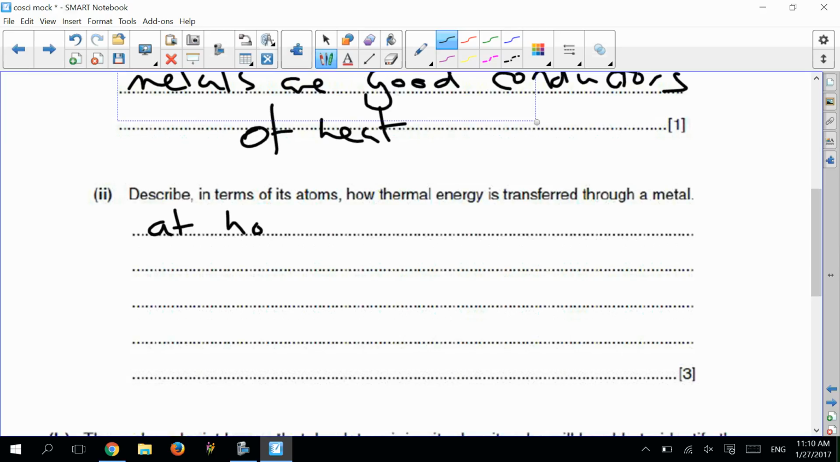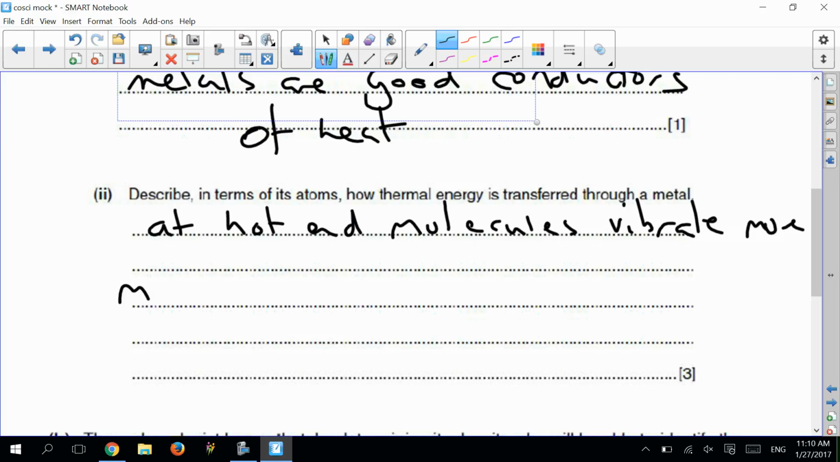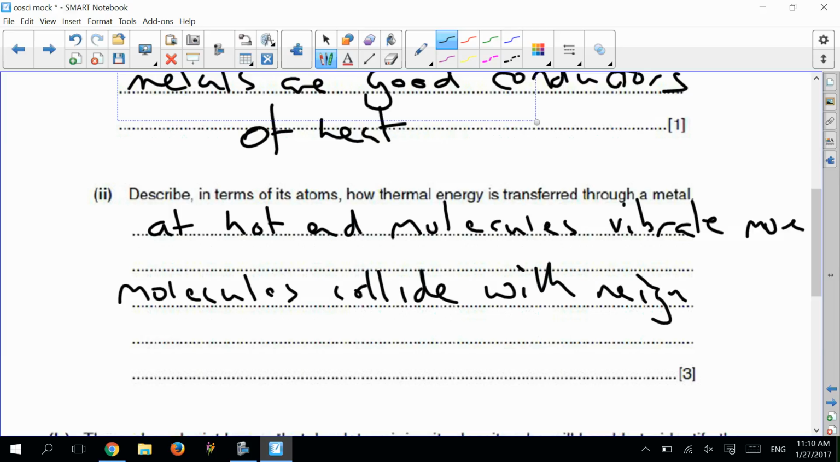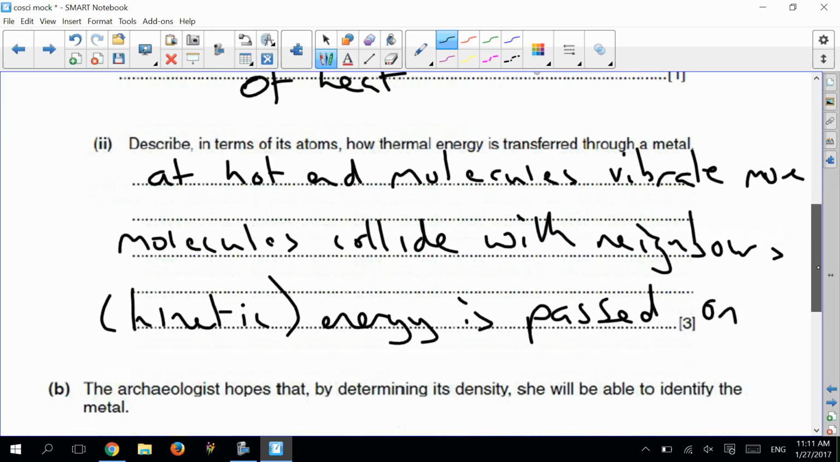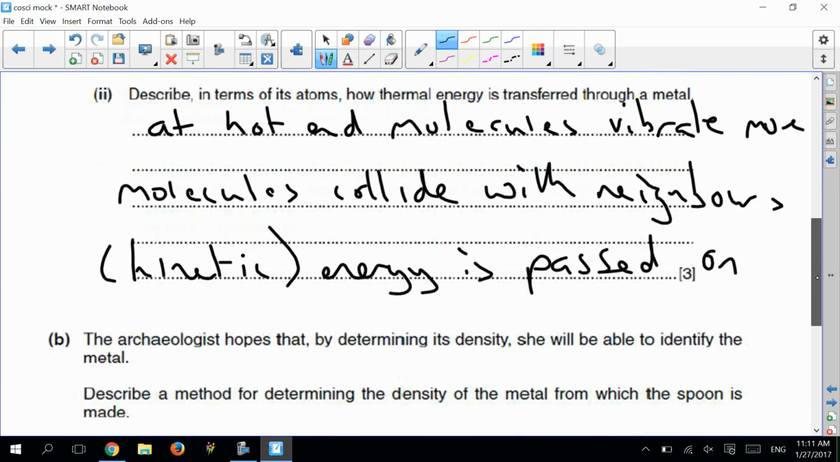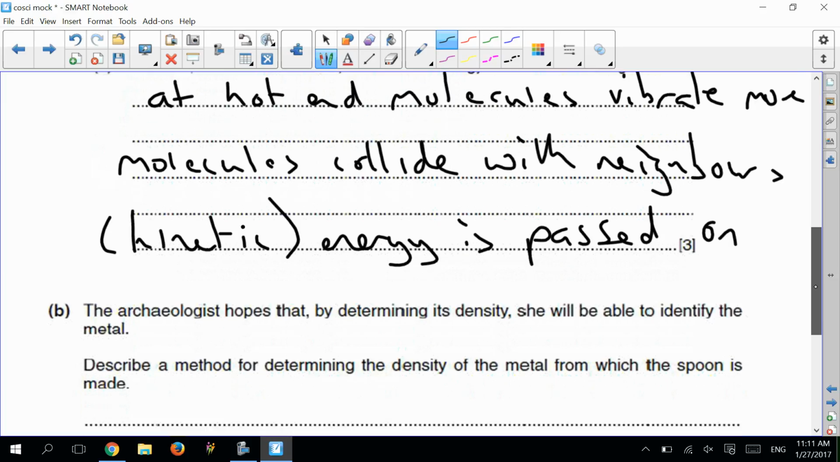So, at the hot end, molecules vibrate more. Okay, those molecules collide with neighbours. Okay, and the kinetic energy is passed on. Okay, those three ideas. So more collisions, they collide more with the neighbours, move more, vibrate more, collide more with neighbours, and that's passed on.